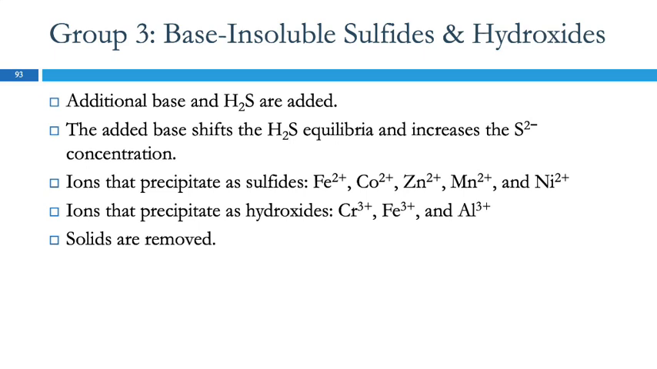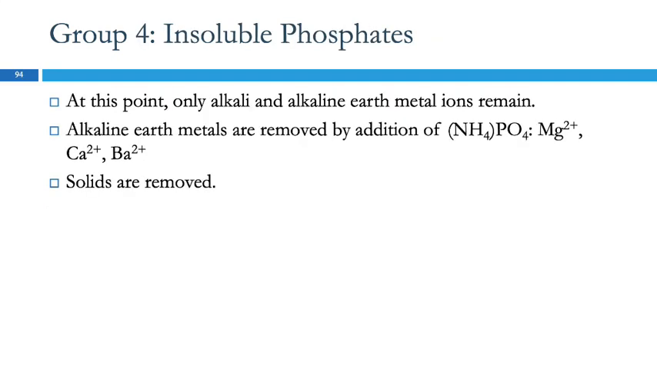Then at base, the base is going to shift the equilibrium for the hydrosulfuric acid and increase the sulfide ion concentration. So now we get these guys. Their sulfides are more soluble than the previous group, but they're still relatively insoluble. And we'll also get the insoluble hydroxides precipitating out. And then we can remove the alkaline earth metals, magnesium, calcium, barium, by adding ammonium phosphate.